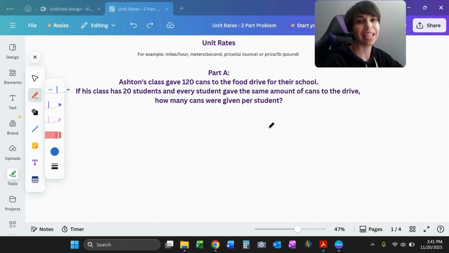Hi everyone! Today we are going to be using Canva's record your screen option. So let's see what we can get done.